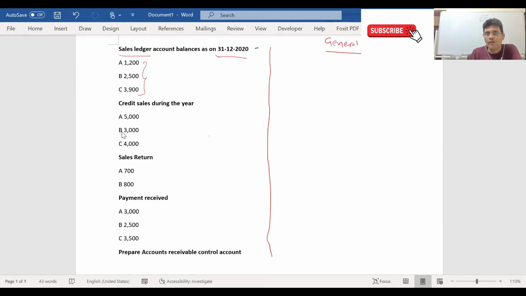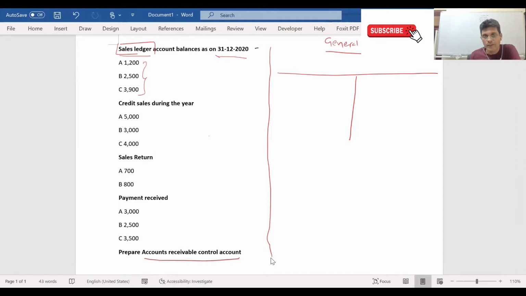what is the account we maintain to record these individual customer balances? What is the account we have to maintain? We have to maintain the accounts receivable control account. So this is what you are required to prepare: prepare the accounts receivable control account.